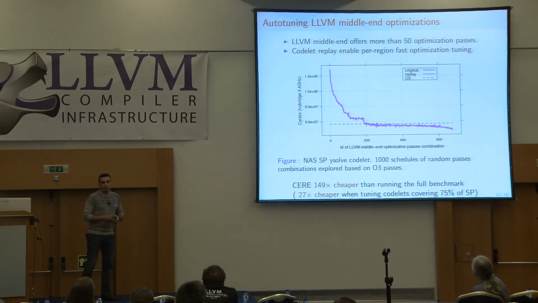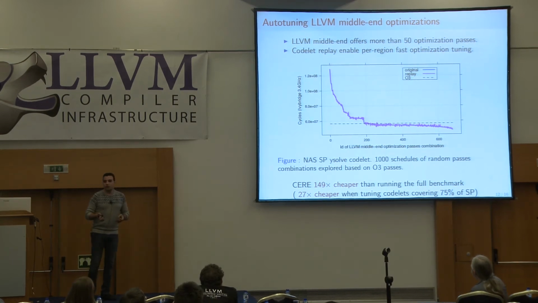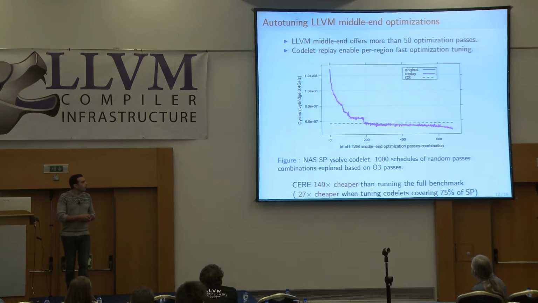Since codelets are really fast to execute, we can pay the price for compilation flag exploration. If you want to try to find the best combination of compilation flags for a full application, it's impossible. The space to explore is too huge. But with codelets, since they are fast, we can pay this price. And here we tried, for a codelet from the NAS SP benchmark, to explore 1,000 combinations of flags. And we found more than 400 schedules that are better than the default O3 flag.